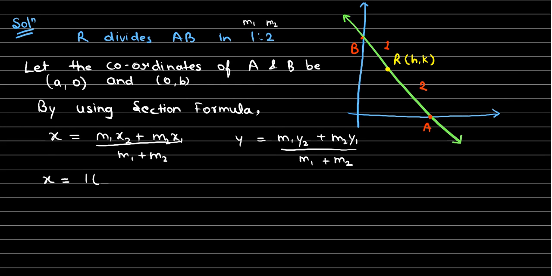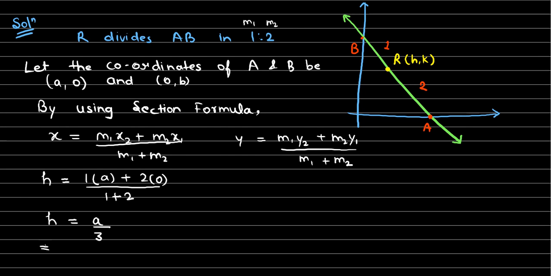But what can I write in place of X? This is actually known to us. X is what? That's H. So from this expression, I got H is equals to A by 3. This implies the value of A came out to be 3H. That is, the x-intercept is going to be 3H.